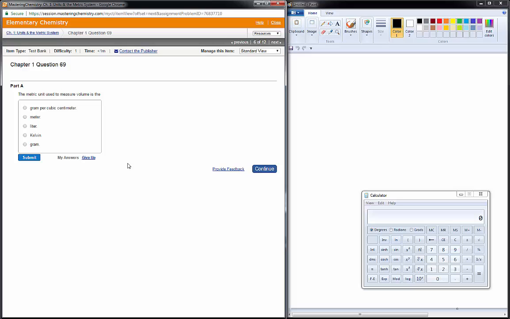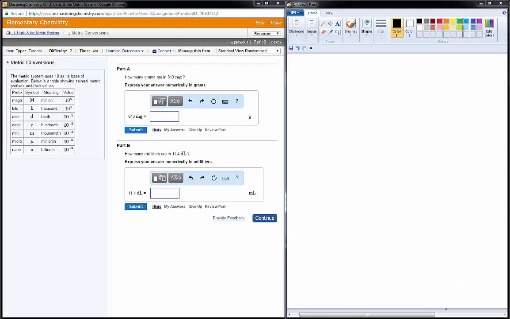Which metric unit is used to measure volume? That is the liter. Liters, milliliters, microliters, those are all volumetric measurements, and the liter is the parent of them. A meter measures length, Kelvin measures temperature, gram measures mass, and gram per cubic centimeter would be a measurement of density.